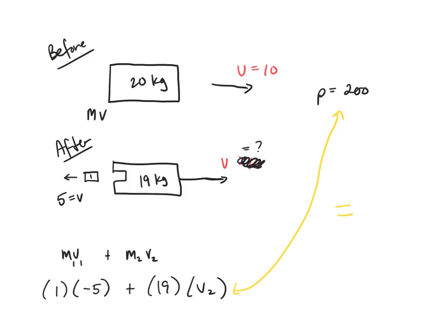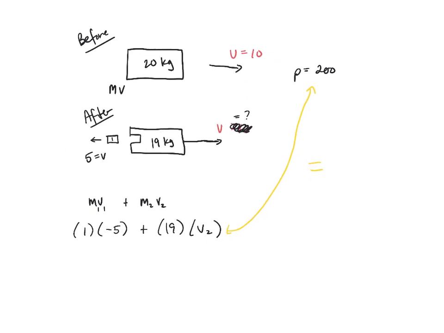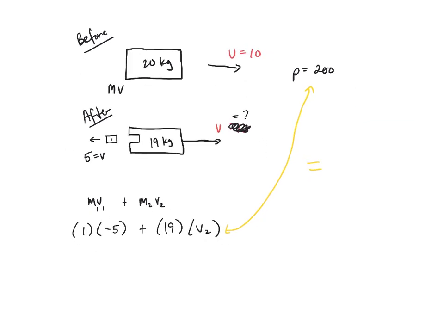What do we get for V2 in the end? If we add 5 and then divide by 19, right? That's what we would be doing. We'd be adding 5 and then dividing by 19. What's 205 divided by 19 going to give us? 10.8? Is that what it is?